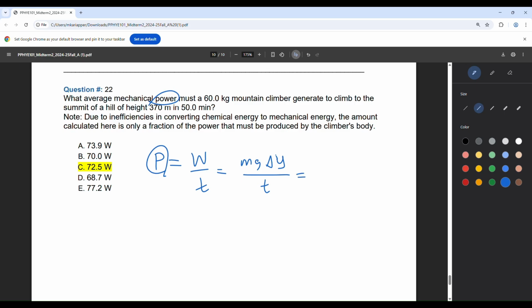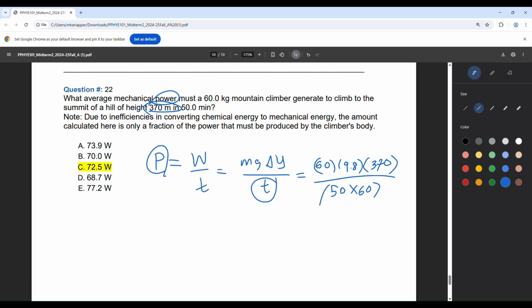Substitute and get the answer. m is equal to 60 kilogram. g is equal to 9.8. Delta y, the height of the mountain, is 370. All I need is the height, because it's the change in the y coordinate. Just the height. It is positive because it's going up, not coming down. So 370 divided by the time. Time is given as 50 minutes, but we need SI unit. So you convert the minutes to seconds and you calculate, you will get the right answer.